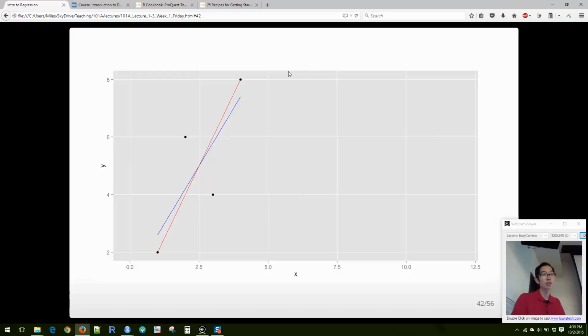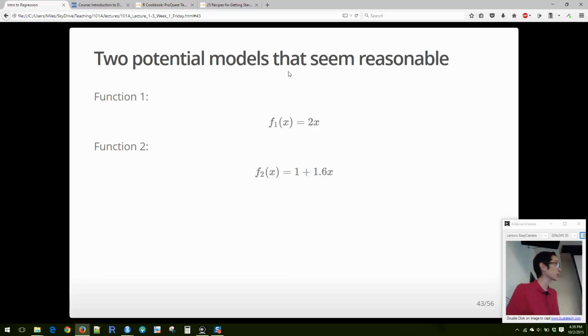And so here are 2 trend lines. Which one is the better fit? That's the question. We want the best fit line, okay? So how are we going to evaluate what line is a good fit, what line is better than another fit, what line's not a good fit, okay? So we have 2 potential models that seem reasonable, okay?